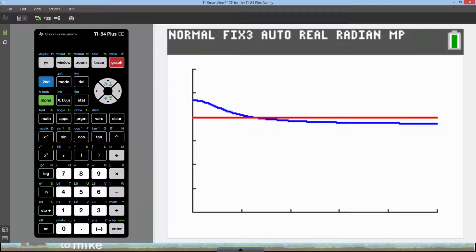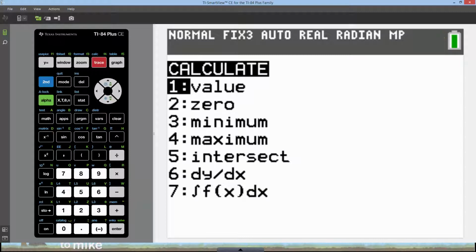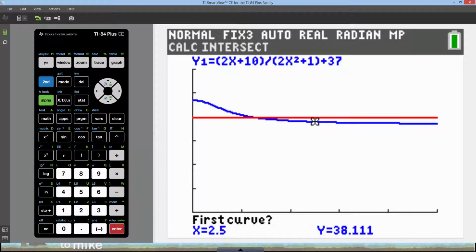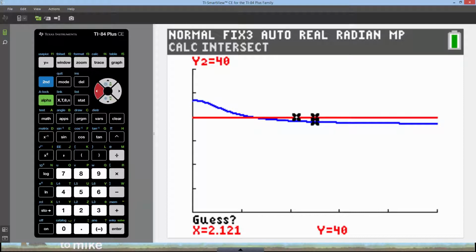To do that, we're going to use the intersect command on the calculator. So we'll go to second calc. Go to number 5, which is intersect. You can also hit the number 5 on the keypad. Hit enter. The calculator will ask you for 3 things. First, the first curve. Our first curve is the blue one, the temperature function itself. Hit enter. Second curve is the red one, the temperature at 40 degrees. Hit enter. And the guess: take your cursor and move it to about where you think they intersect. I'm saying about right there.